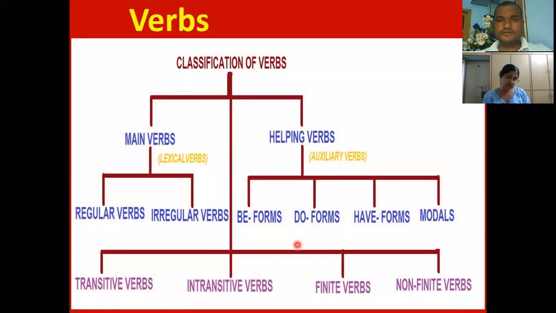A word which talks about an action, or I can't see because of a photo. Yeah, no problem. I'll share it later. Alright. So now, you just focus on the screen.